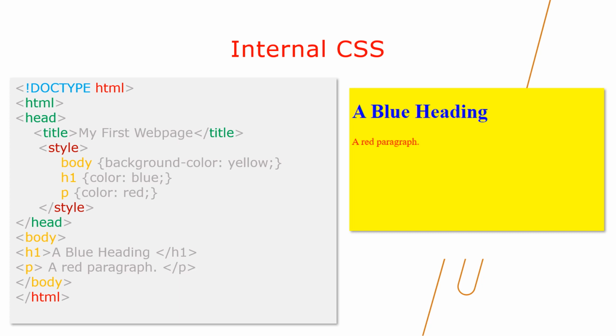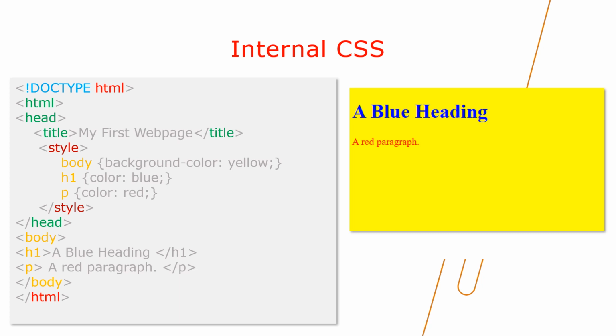Next up, internal CSS. Here's what that looks like. In this example, we're using a style element in the head section of the HTML document. Inside the style element, we define styles for the body, h1 and p elements. The blue heading is still blue. The red paragraph is still red. And we have added one more property and value pair for body. Now the body, or overall content area of the page, is in yellow color.